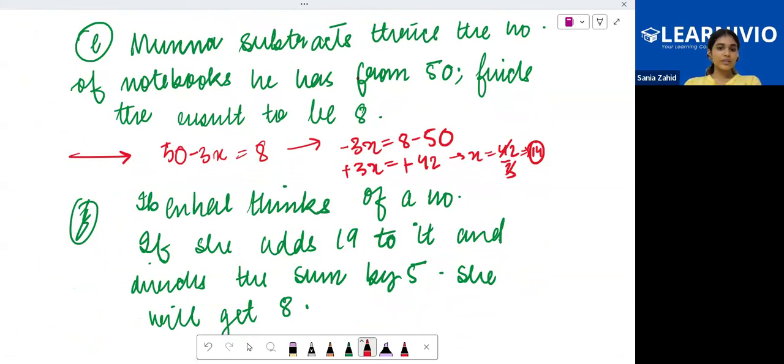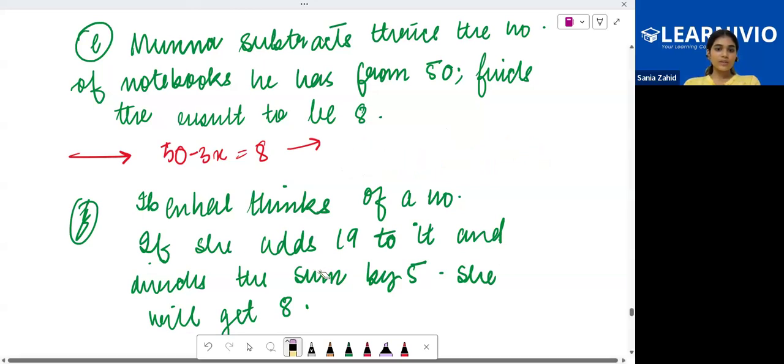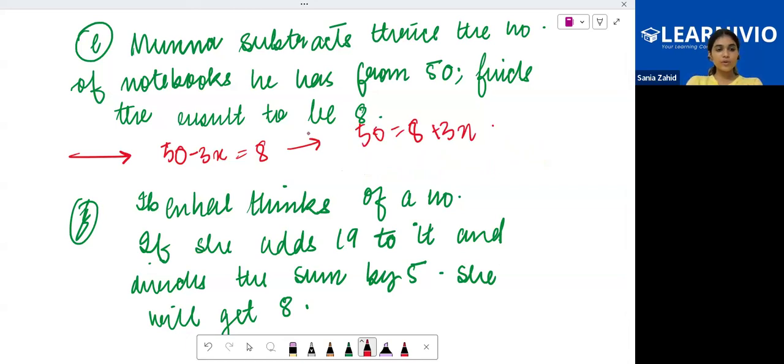If you have confusion like this, no problem. You can do it another way as well. Look here. You can shift 3x to the right hand side. Make it like this. Now can you solve? Yeah, now you can solve it. There's no problem in solving like this. Okay, ma'am.